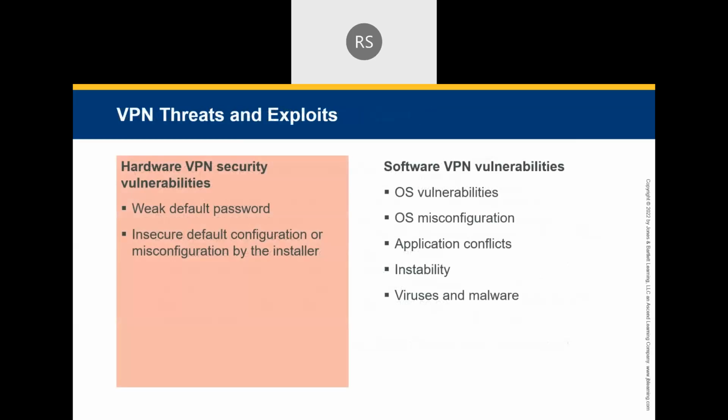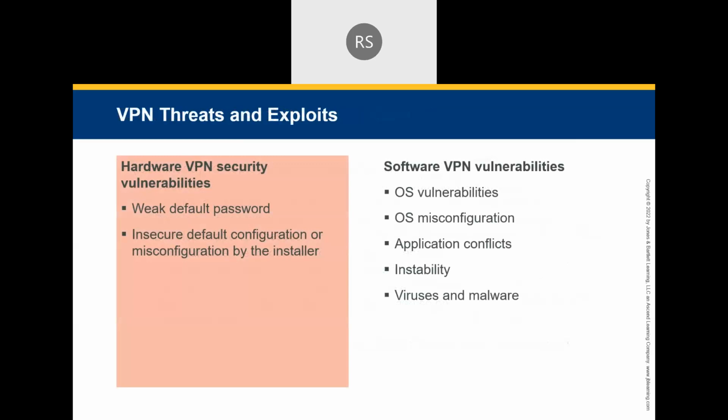Now, there are threats that can arise to your VPN. Some of these include hardware and software vulnerabilities. Some of these may be a weak password. The manufacturers may ship that VPN hardware with default passwords. These are passwords that are easily guessable or widely known. Now, this poses a security risk if it's not promptly changed.